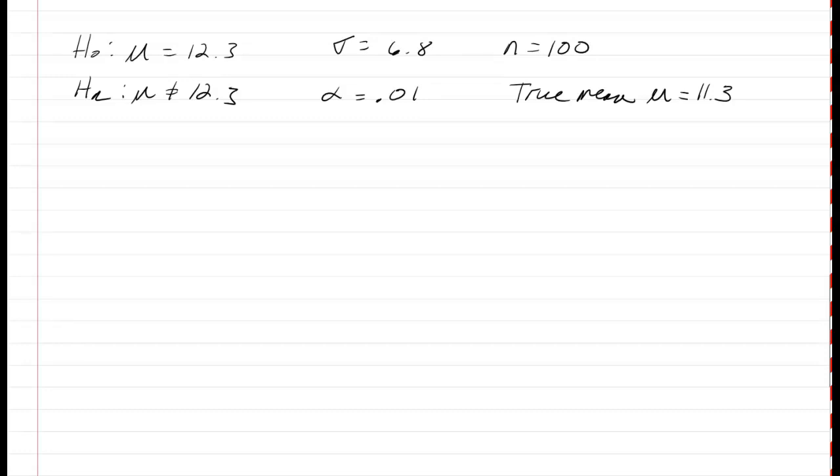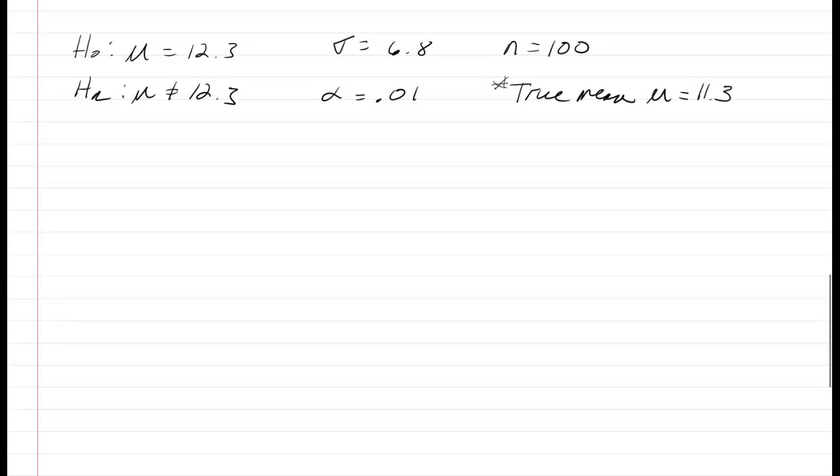This video will show an example of a two-tailed beta test. So let's suppose we have a null hypothesis of 12.3, and then our alternative is not equal to 12.3, so automatically that sets up a two-tailed test. Sigma 6.8, we're going to do it at a 0.01 alpha level with n equal 100, and then when we get to part 2, we're going to do it for a true mean of 11.3.